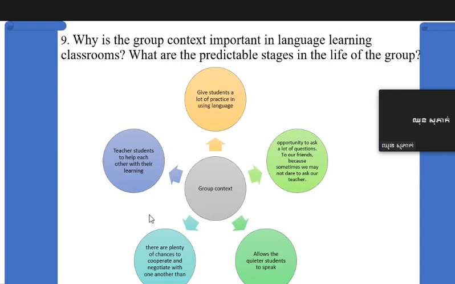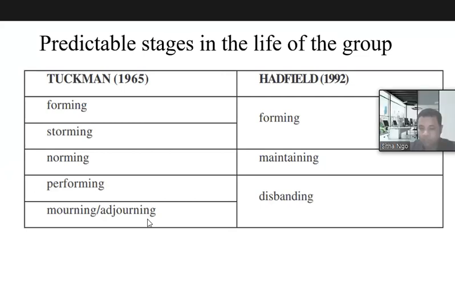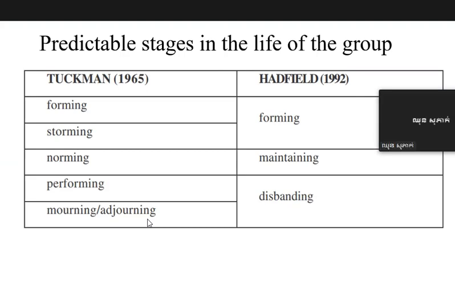Another slide, sir. And for this slide, we talk about predictable stages in the life of the group. So, Chapman, 1955. We have forming, storming, norming, performing, and adjourning.